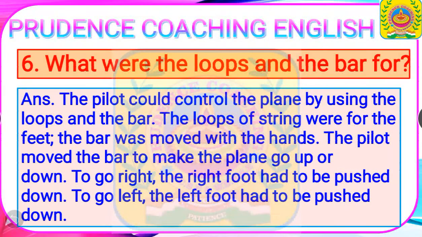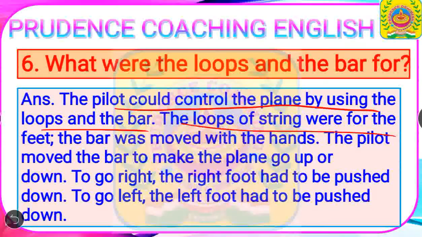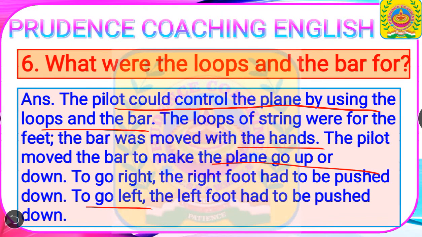Next question. What were the loops and the bar for? Answer. The pilot could control the plane by using the loops and the bar. The loops of string were for the feet. The bar was moved with the hands. The pilot moved the bar to make the plane go up or down. To go right, the right foot had to be pushed down. To go left, the left foot had to be pushed down.